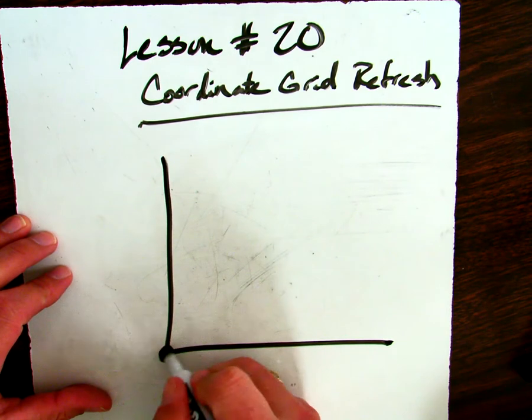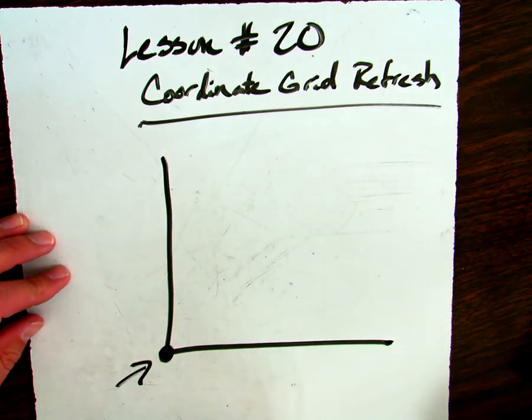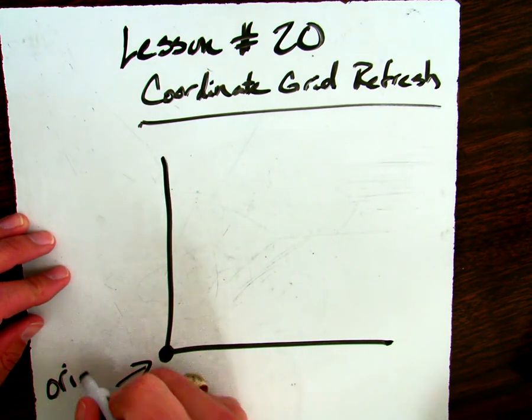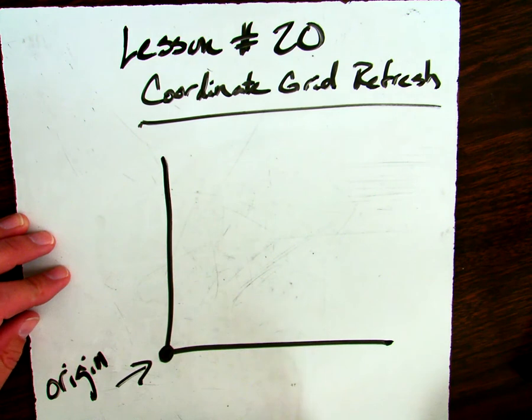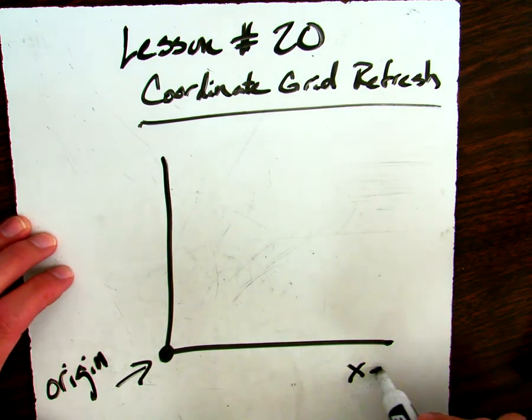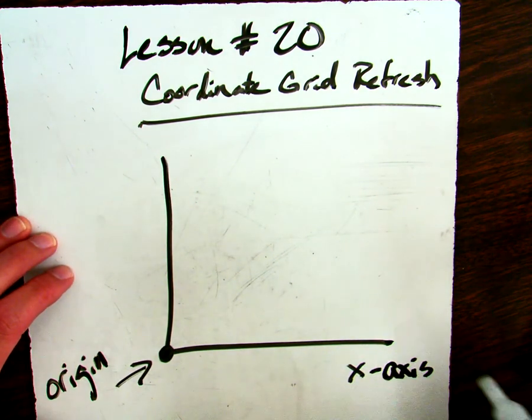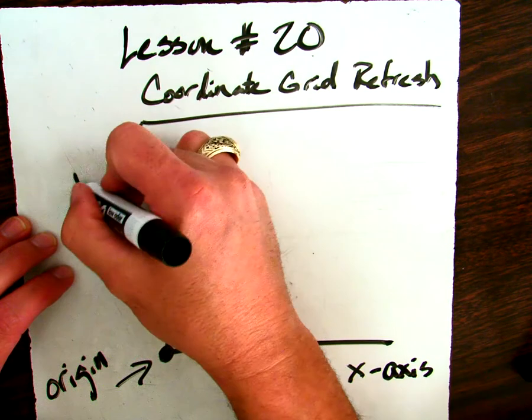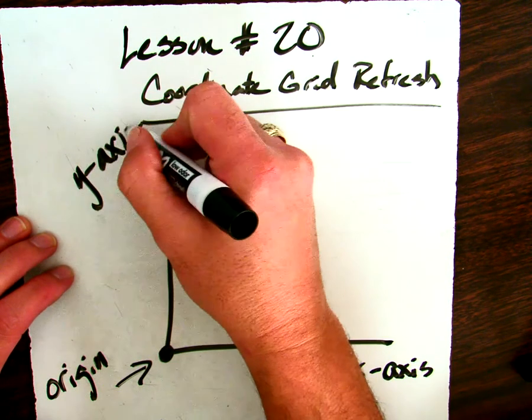And we have this part right here. What's that part called? That's right, that part is called the origin. That is where our x and our y-axis meet. So down here on the bottom we have our x-axis. Over here on this side we have our y-axis.